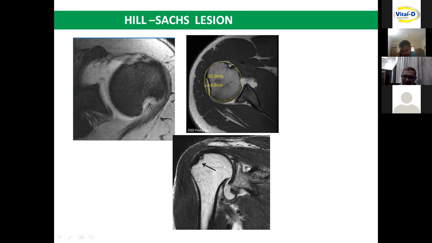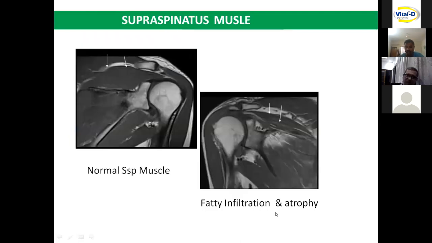The recurrent shoulder dislocation is associated with labral tear, Hill-Sachs lesion, and glenoid bony Bankart. Now we come to the muscles, which are important structures of the shoulder. My previous speaker told largely about the rotator cuff and how we diagnose it.